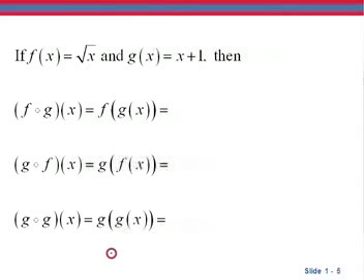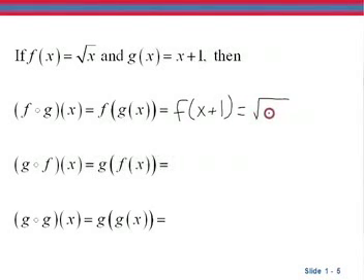Here's an example of the same two functions, f of x equals the square root of x and g of x equals x plus 1. If we're asked to find f of g of x, that means that we're actually finding f of x plus 1, since g of x is x plus 1. What that means is that we're going to go to our f function, and instead of having the square root of x, we're going to replace the x with x plus 1, which gives us the square root of x plus 1.